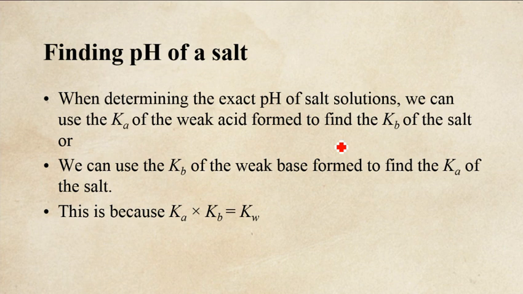Generally, we need to understand that the pH of these salts are going to be even weaker than their weak acid and weak base counterparts. So if we have a basic salt, it's a little weaker than a weak base. If we have an acidic salt, it's a little weaker than a weak acid. So when we're trying to determine the actual mathematic pH of a salt solution, we use the Ka of a weak acid formed to find the Kb of the conjugate base, or of the salt itself. We can then use the Kb of a weak base to find the Ka of the salt using this relationship.